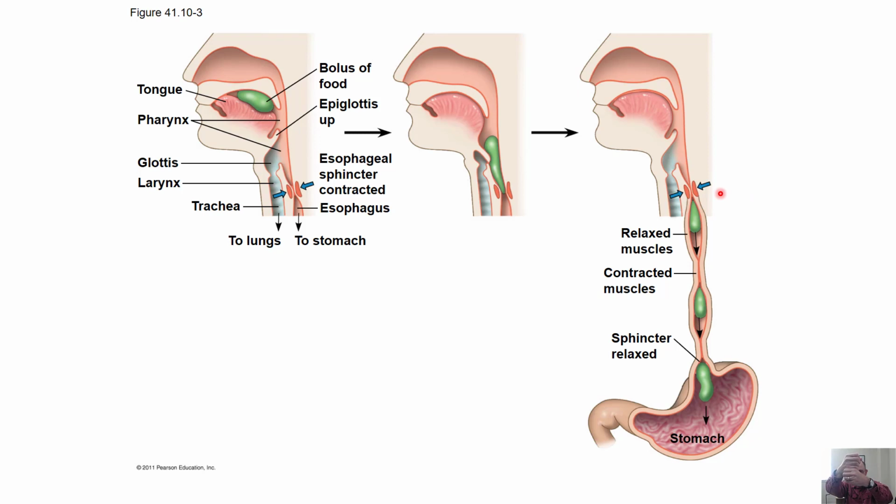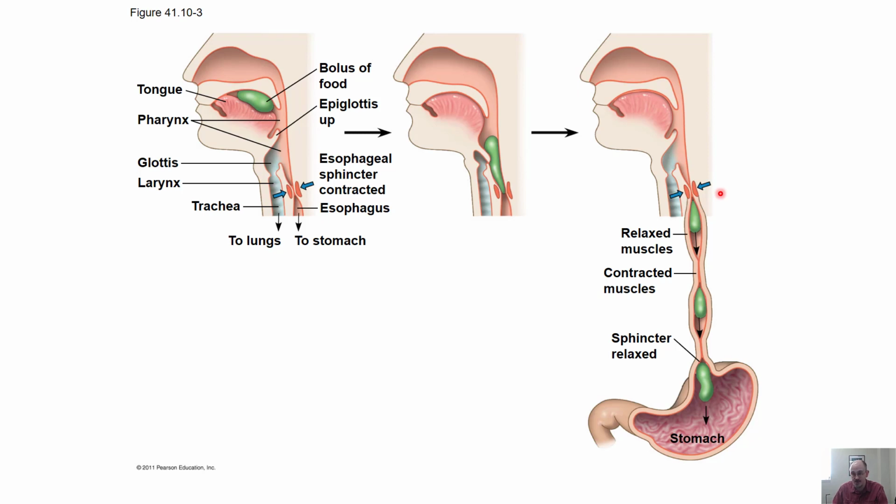So here's my hands. Hopefully you can see them. This one contracts and this one contracts. Then this one contracts and this one contracts, pushing the food down to the stomach. This process of smooth muscle contraction is known as peristalsis. Peristalsis is a very important idea to understand. It's the involuntary muscle contraction that's in a rhythmic fashion, and it pushes food down to the stomach.